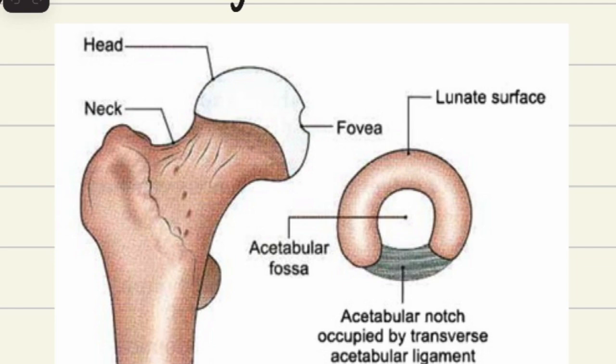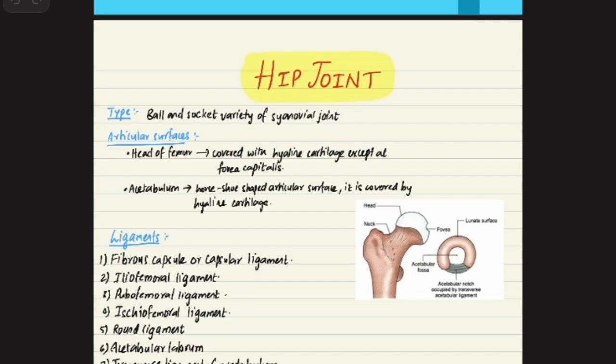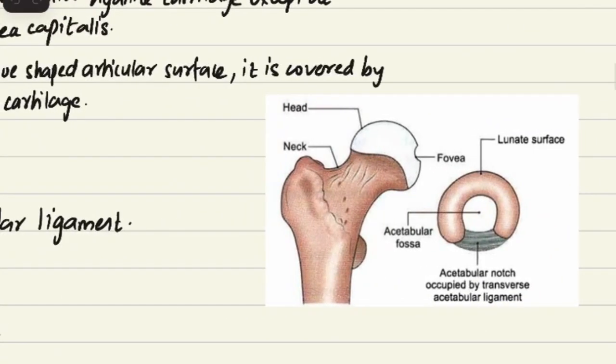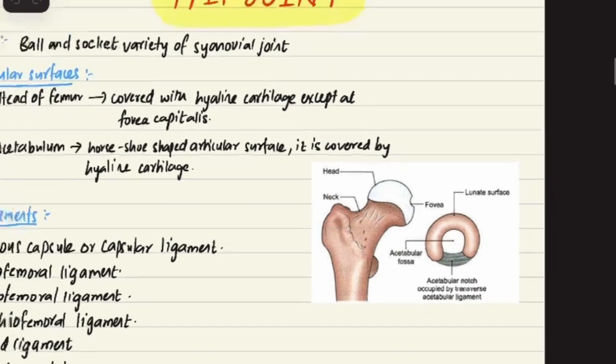Okay, now the same applies to the acetabulum also. This acetabulum is a horseshoe shaped articular surface. This is called the lunate surface. Okay, it is also covered by hyaline cartilage. Okay, I hope you are clear with the articular surfaces.